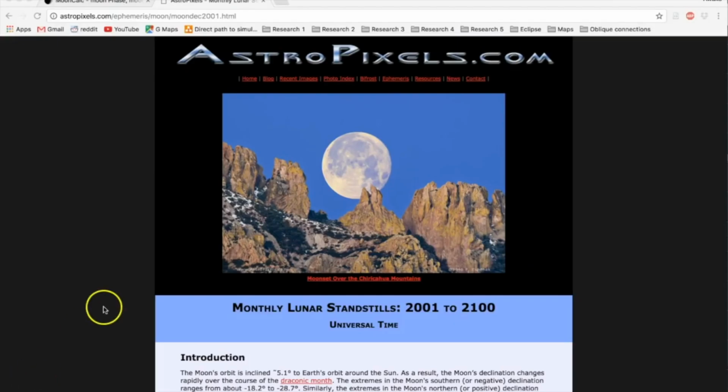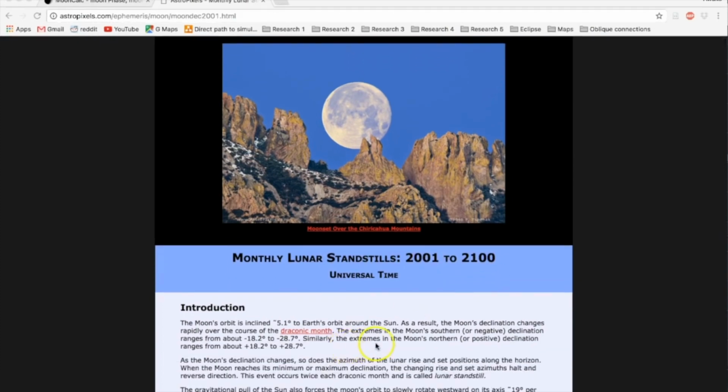So I'll leave links to this in the description, but this is the monthly lunar standstills 2001 to 2100. And in the introduction here it says the extremes of the moon's southern or negative declination ranges from about minus 18.2 degrees to minus 28.7 degrees. Similarly, the extremes of the moon's northern or positive declination ranges from 18.2 degrees to 28.7 degrees.